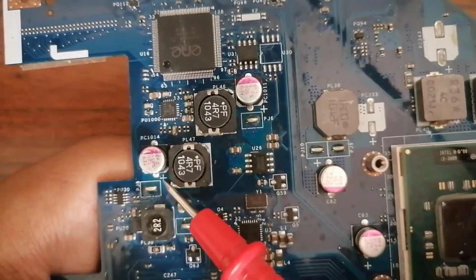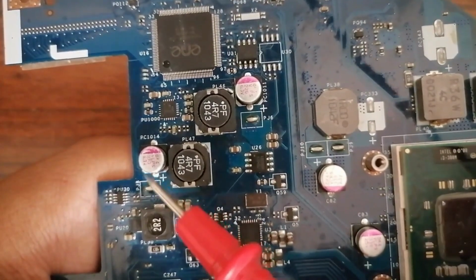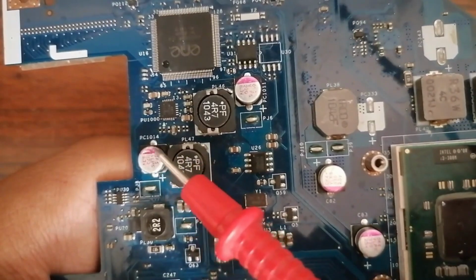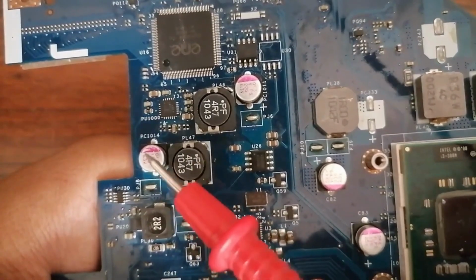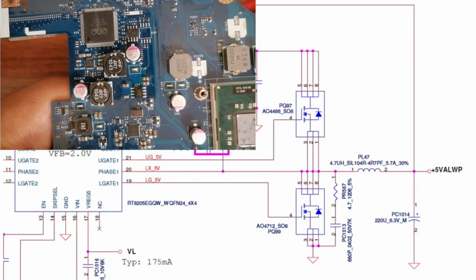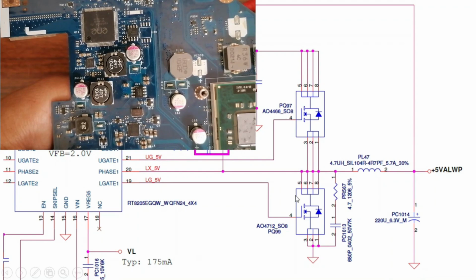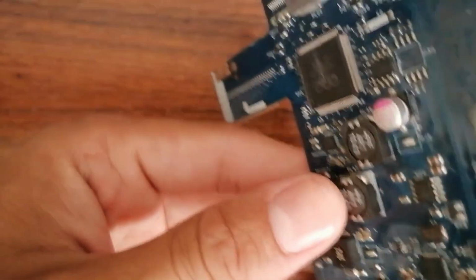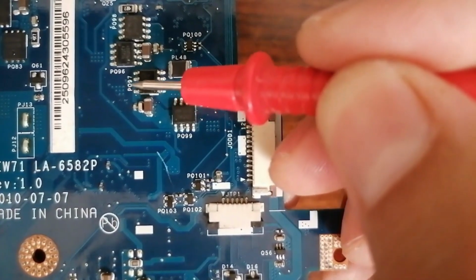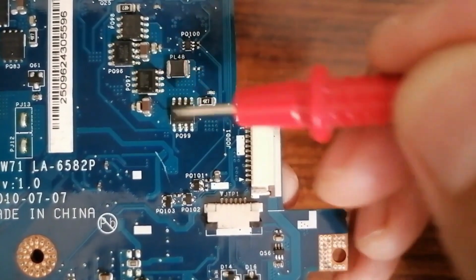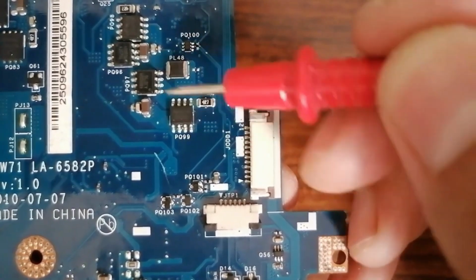Here basically we have plus, as you can see, and we have minus. This mark refers to minus. Now let's see these two MOSFETs, PQ97 and PQ99. So let's see the back of the motherboard. Here we have PQ97 and over here we have PQ99.